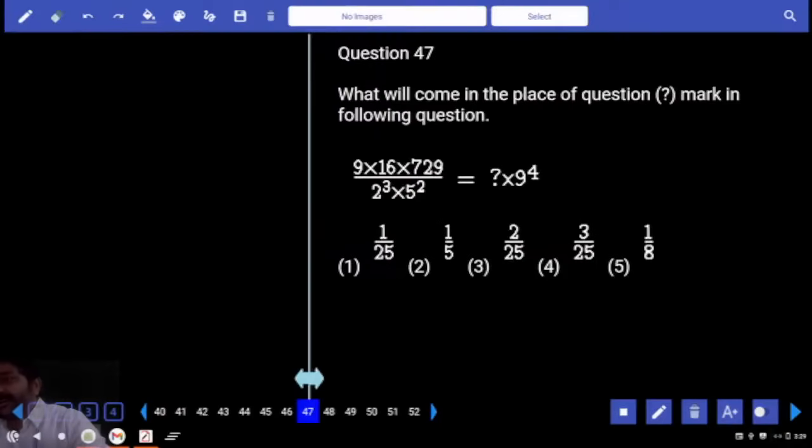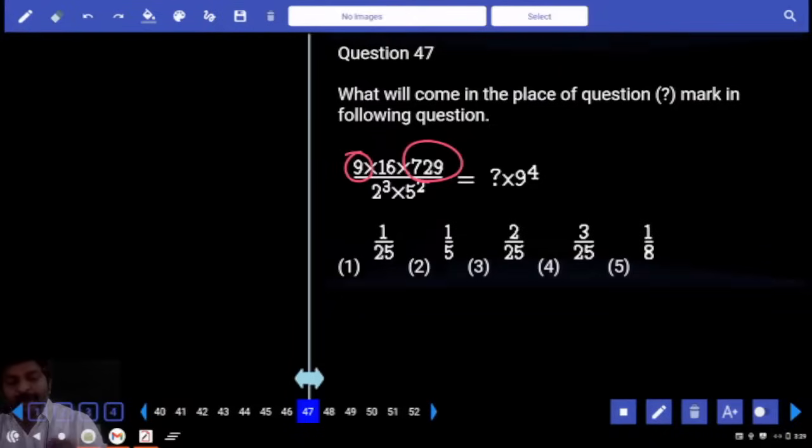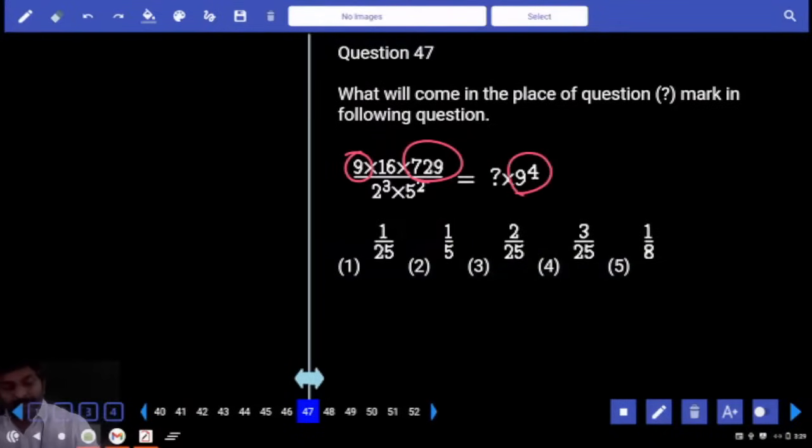X is on the right hand side. Don't change that. Extra value 9 power 4. 729 can be written as 9 cube into 9. 9 power 4, 9 power 4 cancelled. 2 cube, 8 cancelled in 16. 2. Denominator, what is there?